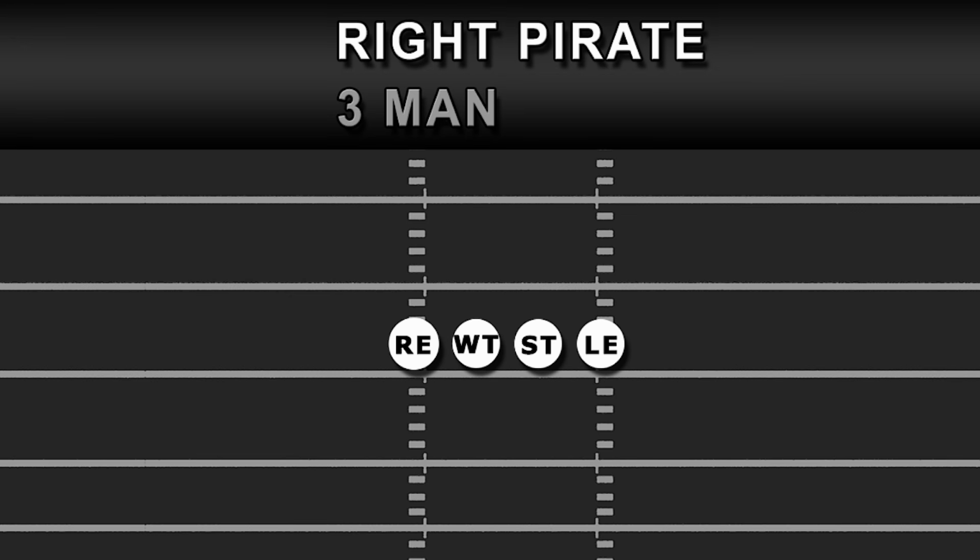The right pirate three-man is very similar to the right tom two-man in this sense. The strong side defensive tackle and left end will both slant to the inside as you look at your screen. The weak side defensive tackle, rather than going to the left and then coming back, will automatically just go to the right here and loop around the quarterback. The right end will just pass rush as he slants to the inside.